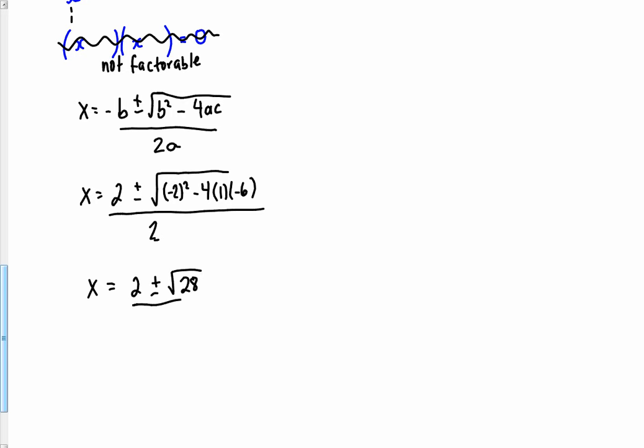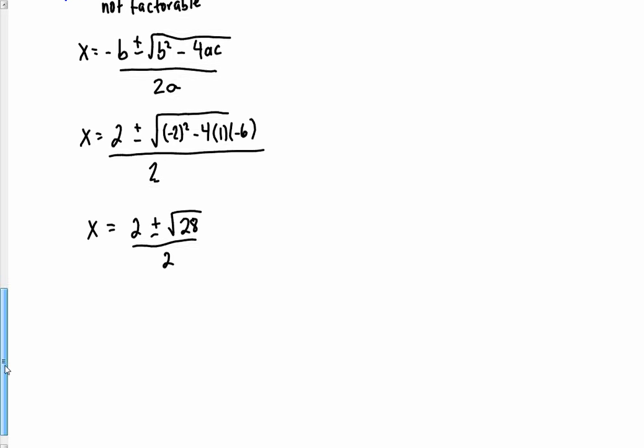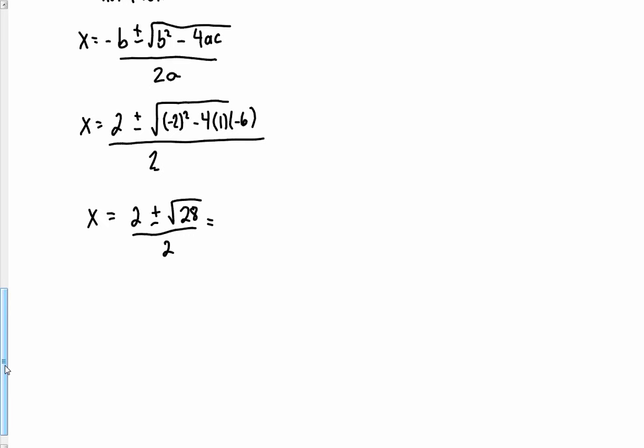Can we simplify this puppy? Yes. 28 we can write as 4 times 7. And we could square root 4. So what does it actually become? 2 plus or minus 2 root 7 all over 2. Can that be simplified? Yes. We have to do all 3 coefficients. We can divide all of those by 2.